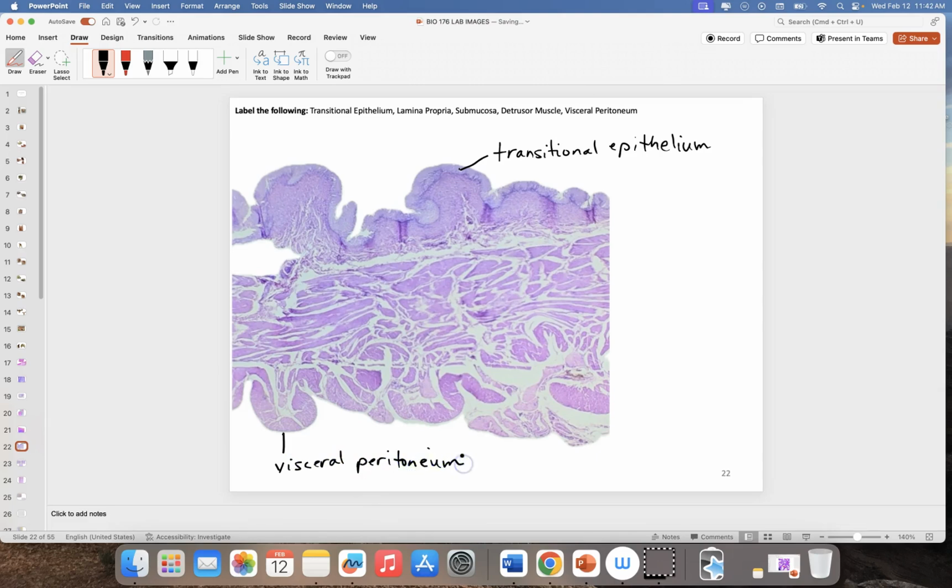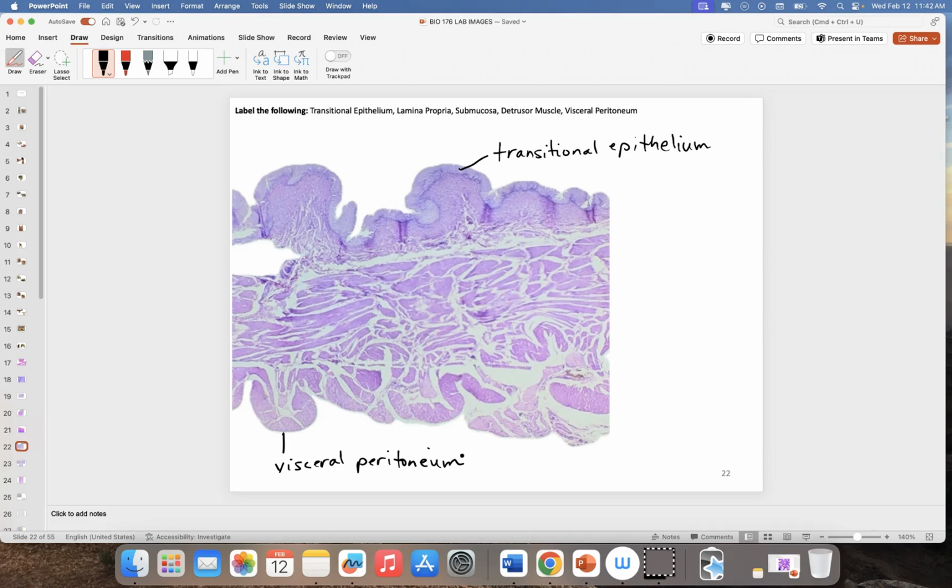Again, if we think back to A&P 1, we talked about the different body cavities and organs associated with each body cavity. The bladder is found in the pelvic cavity, and also in the inferior portion of the peritoneal cavity. That means that the bladder is going to be infraperitoneal, and the superior portion of the urinary bladder is going to be lined with visceral peritoneum.